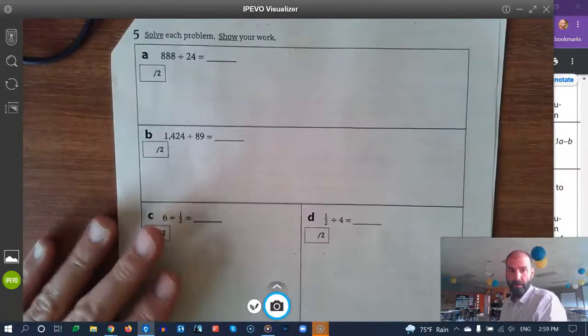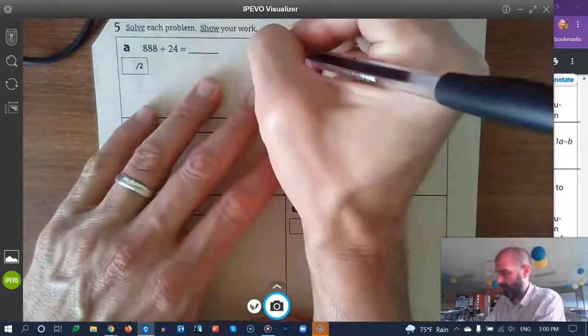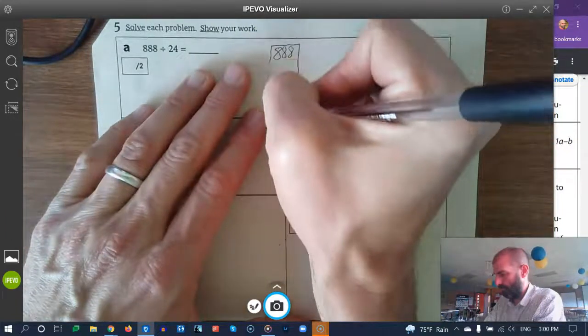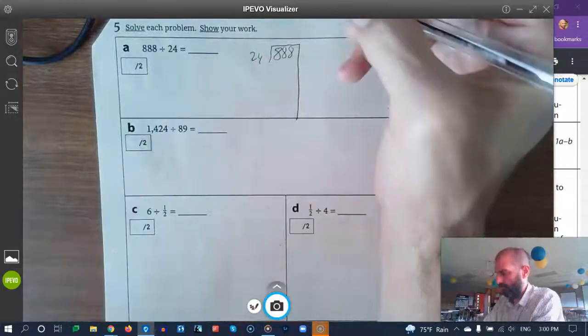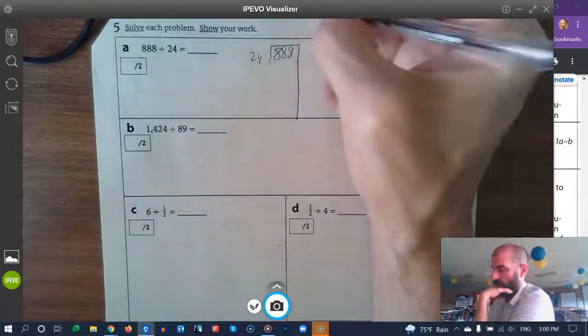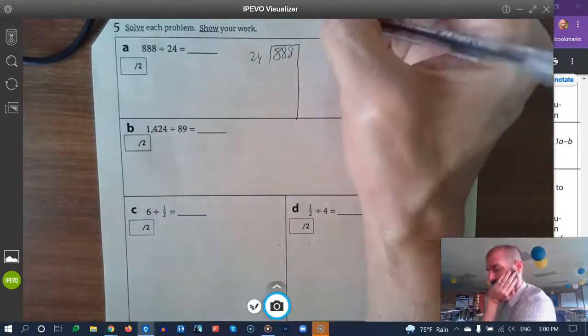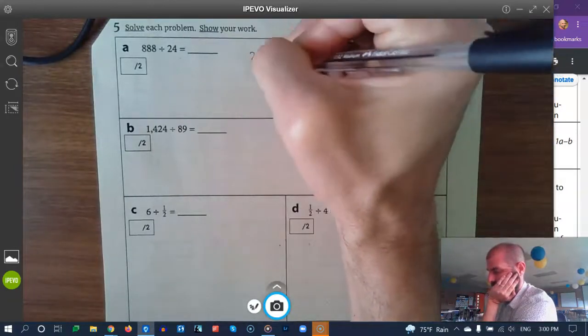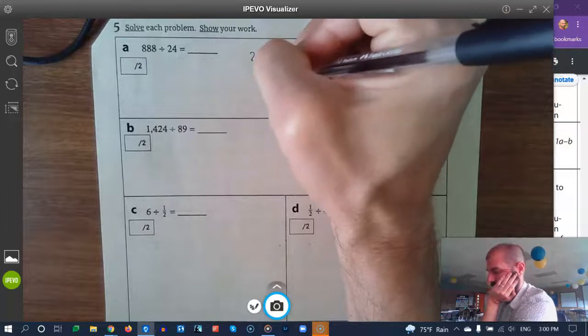Here we go. 888 divided by 24. Again, depending on what you want to do. Divided by 24. So 10 is 240. 20 is 480.